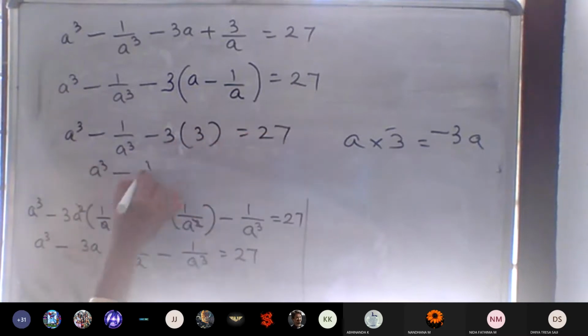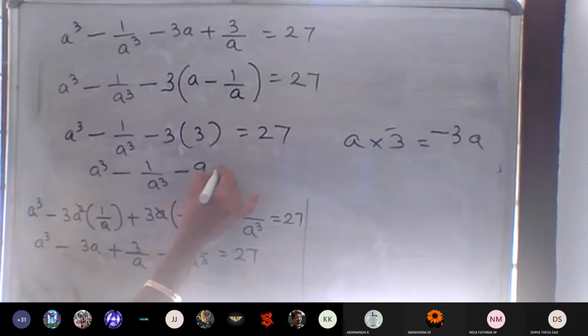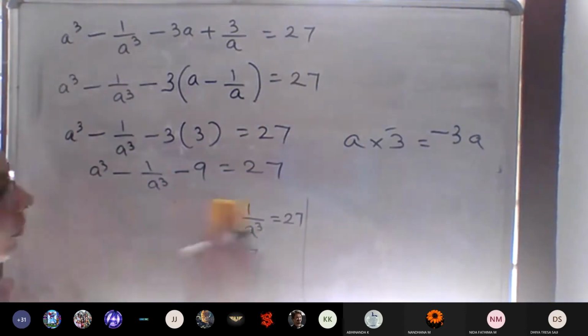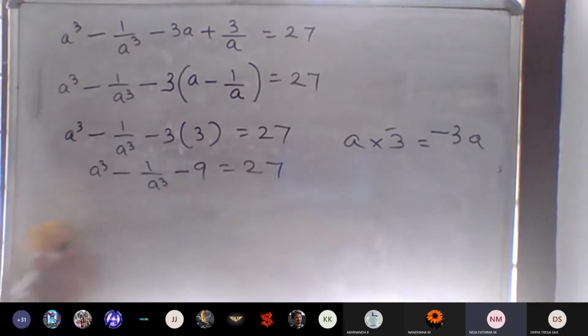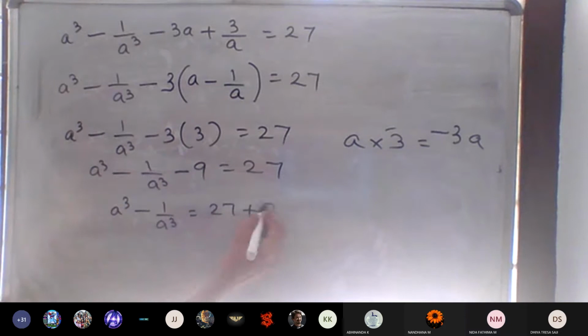So a cube minus 1 by a cube minus 3 into 3, 9, is equal to 27. Take that 9 to the right side. a cube minus 1 by a cube is equal to 27 plus 9, which is 36. So a cube minus 1 by a cube is 36.